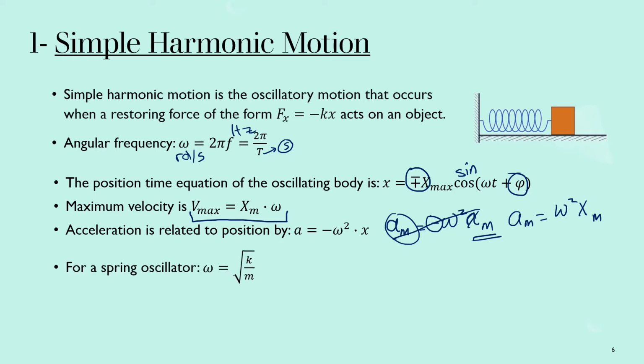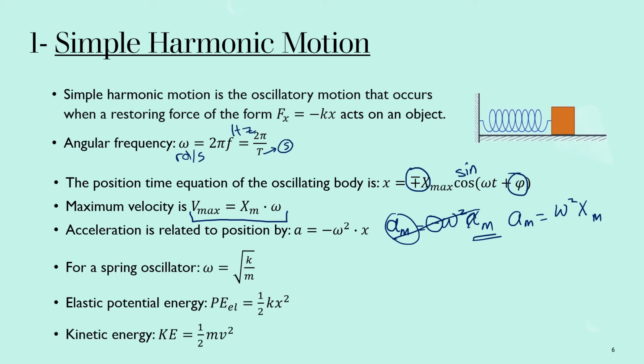For a spring oscillator, which is this case that we studied, omega is square root of k over m. This is something we need to memorize. Elastic potential energy is given by half kx squared. Kinetic energy is given by half mv squared.